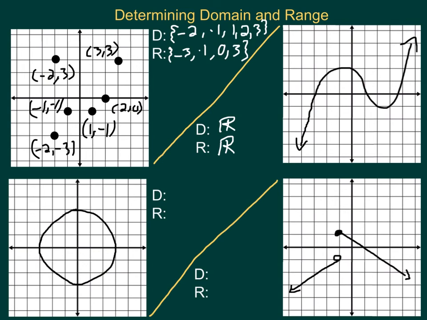It's not always the case, but if you have arrows, typically either the domain or the range will be all real numbers. More often than not, it's the domain. Sometimes it's both.